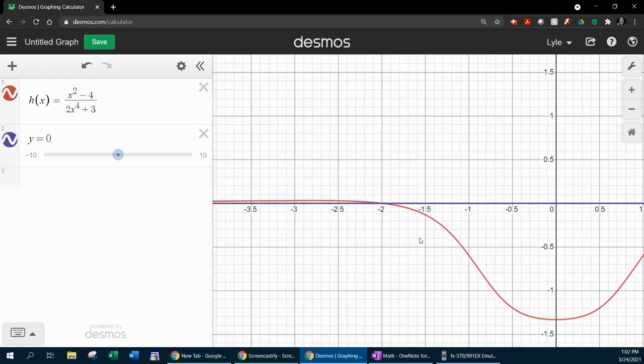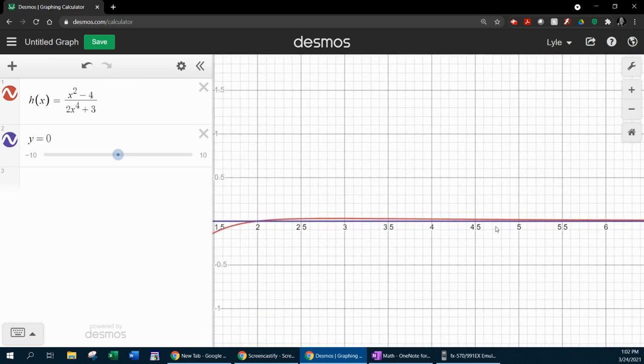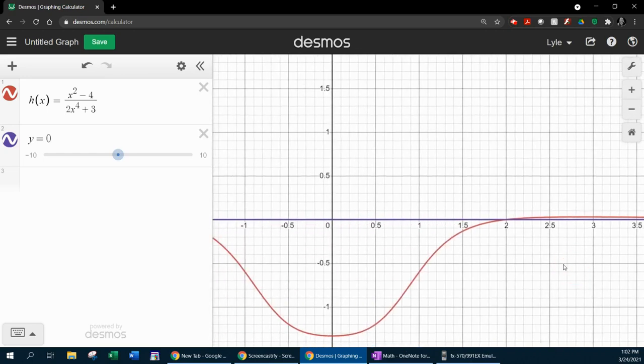Vertical asymptotes can never be crossed, but a horizontal asymptote can sometimes be crossed, and it is still an asymptote because the graph approaches but never touches as you go to infinity.